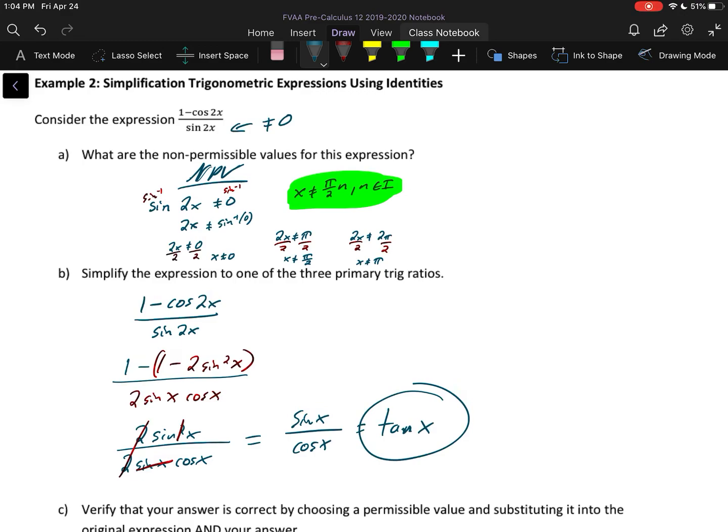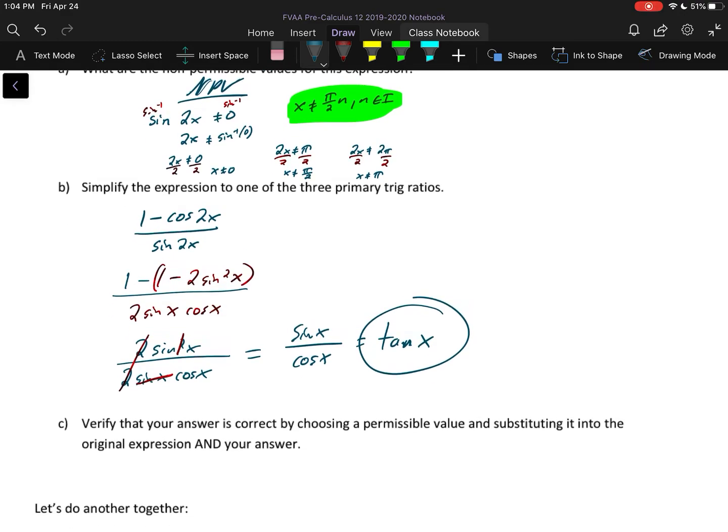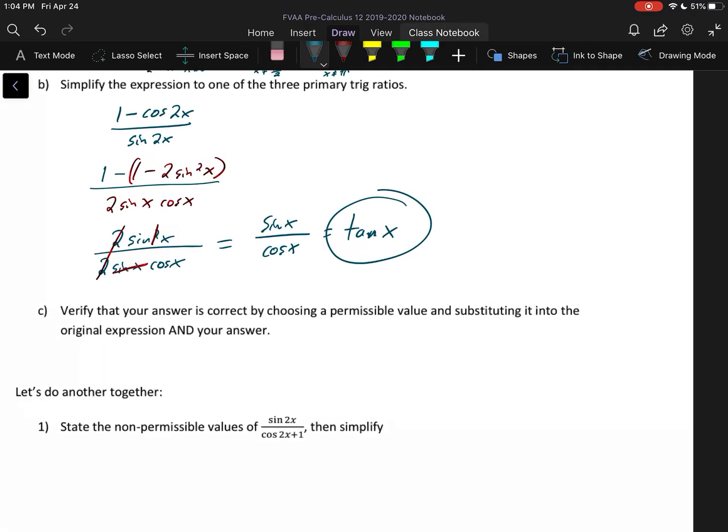Okay? And again, we could have done this a different way, but this is the way that we chose to go. All right. And we can verify that answer is correct by choosing a permissible value and substituting it into the original expression and the answer.